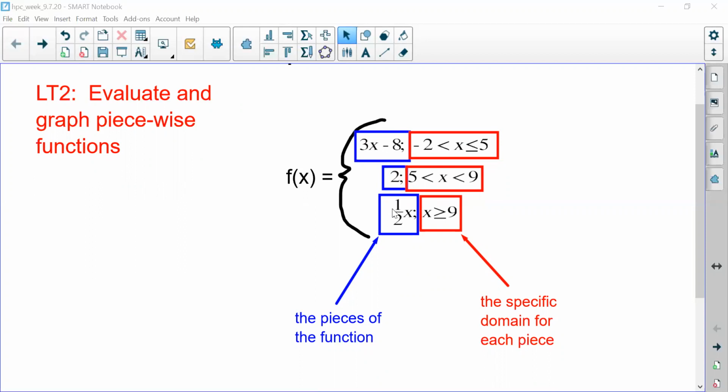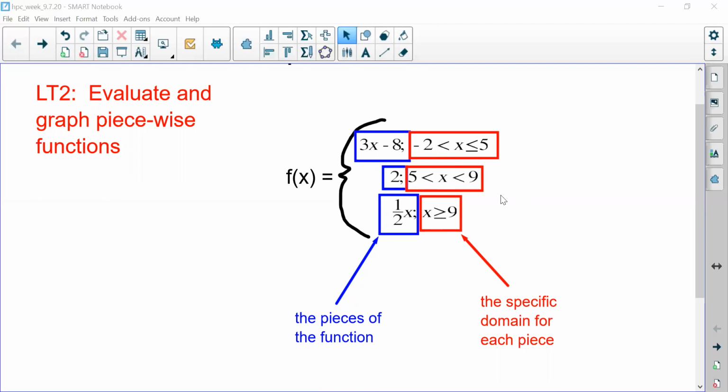These lines come in and out of existence based on the domain. This first line only exists between -2 and 5, including 5, but excluding -2. So it's just a portion of that line. And this flat line only exists between the x values 5 and 9. And the final one exists forever. It goes on, but it begins at +9 and it continues on.